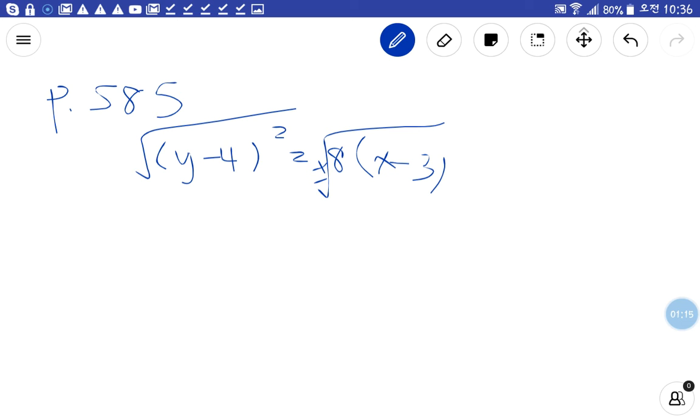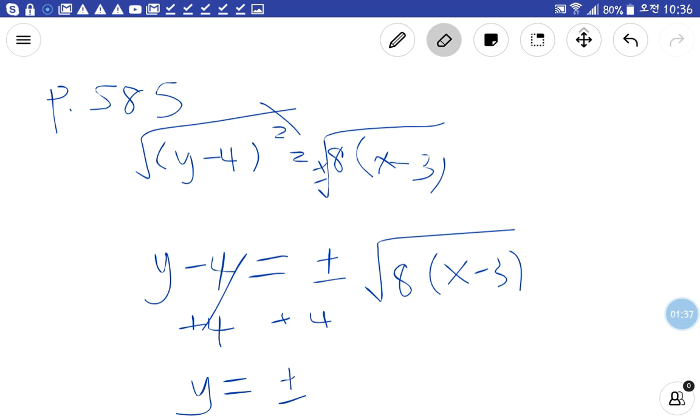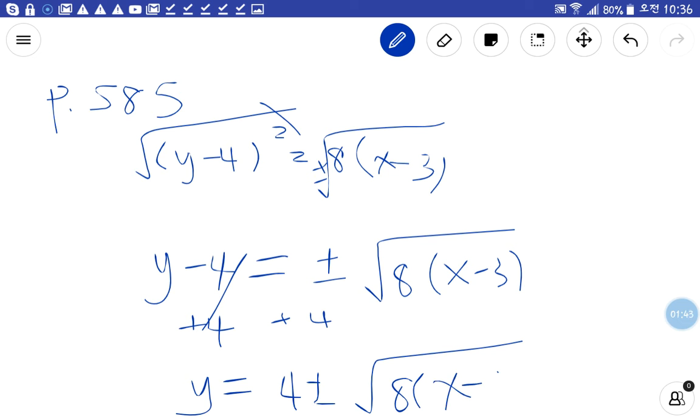Plus or negative, right? So you have y - 4 on your left side equal to plus or negative the square root of 8(x - 3). Now I want only y, so I cancel out the minus 4. Add 4 to each side. Then y is 4 plus or negative the square root of 8(x - 3).